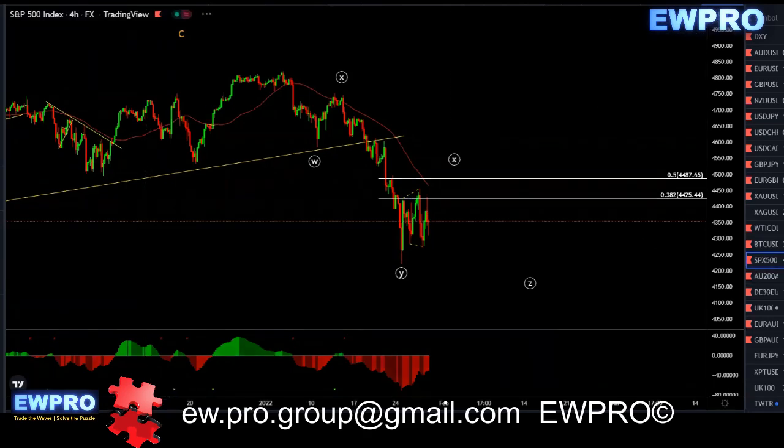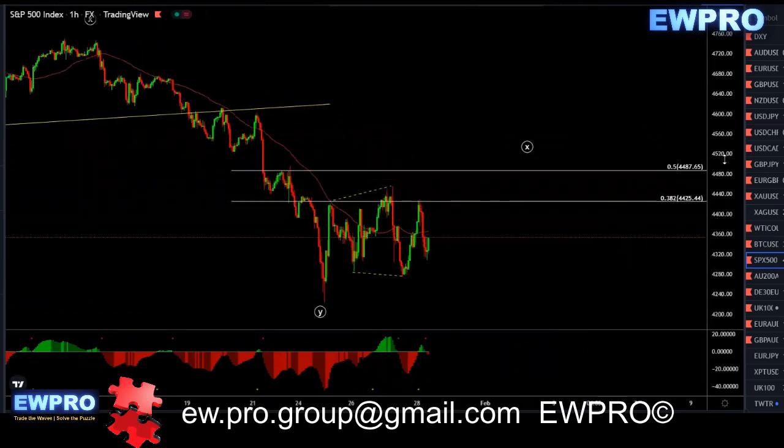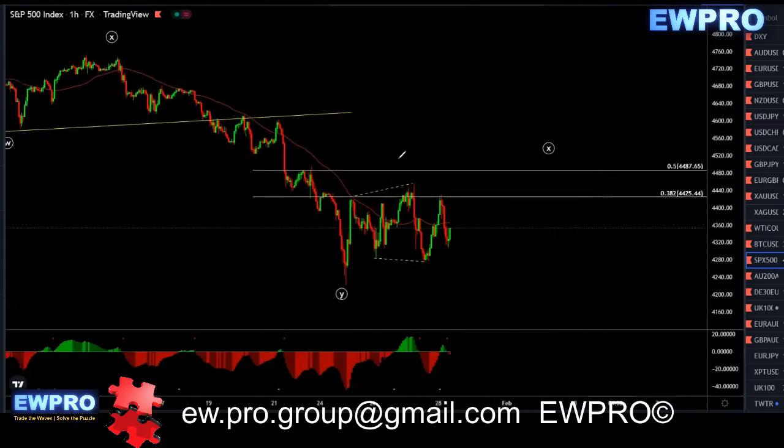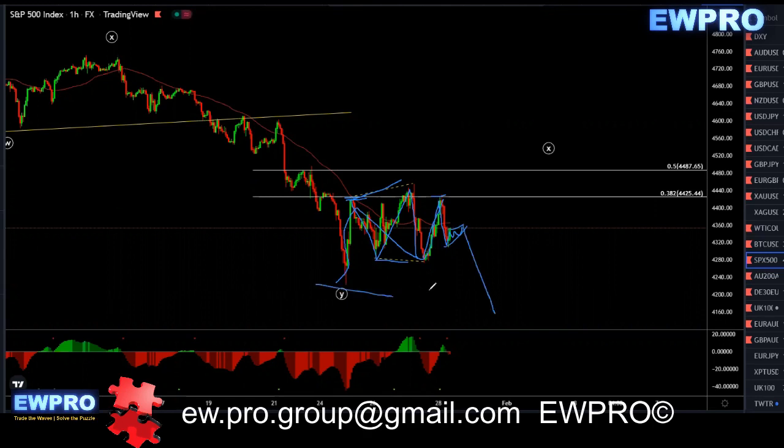So on the H1, we got this A, B, C in here as an expanding flat. This one up here did go and break the ending point of wave A, so that may be complete as an A, B, C. And so if you do get a little bearish flag here on the lower time frames, you can look for that sell to go and break the low, but just be mindful that it may just break the low and then give the larger X2 on the H4.